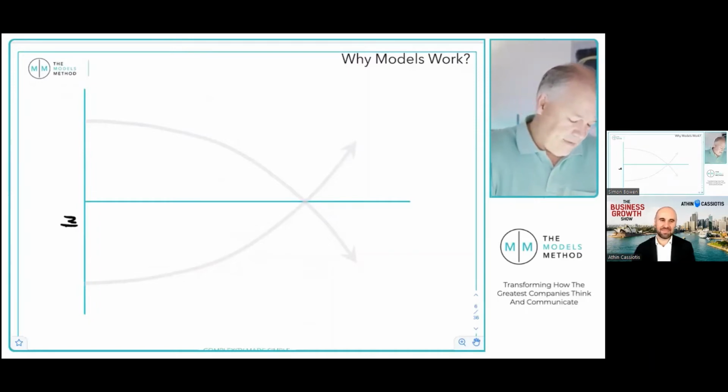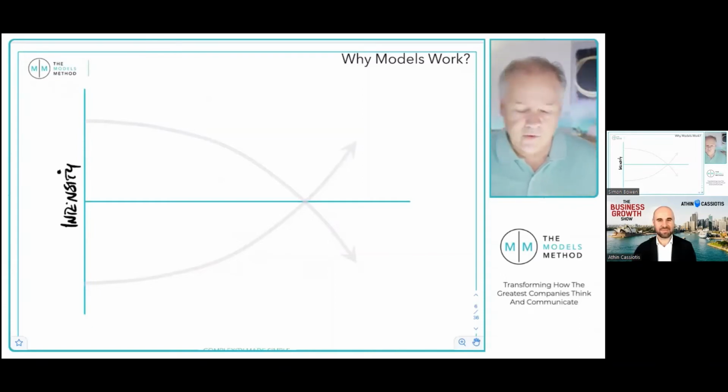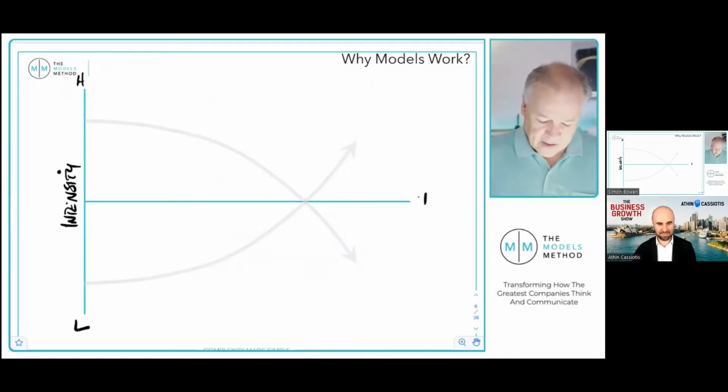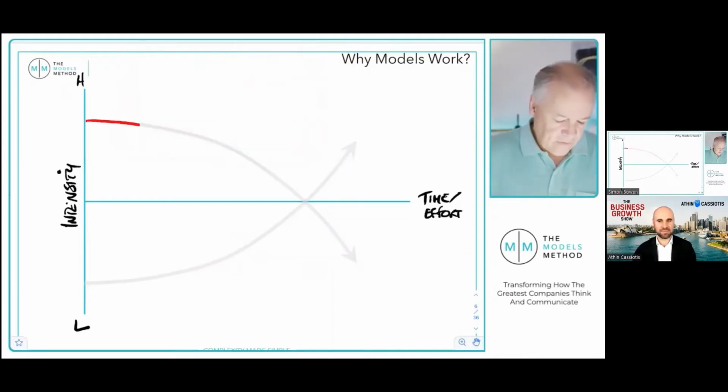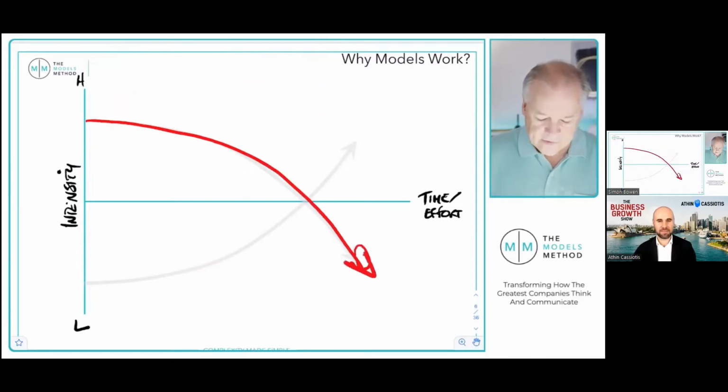Humans have an intensity scale. This is such an important model. And that intensity scale runs from high to low. And then we want to sell to people over time. It takes a certain amount of effort to sell to people. And so we know that humans have a high intensity for resistance.